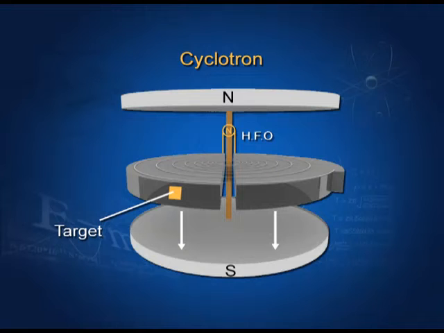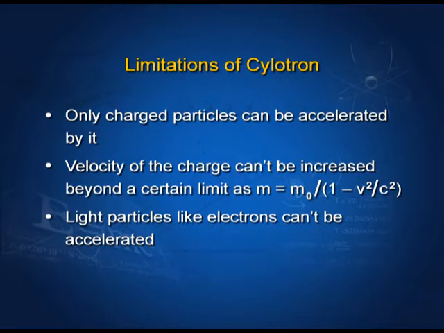As a result, the formula T equals πm upon Bq will not be constant. That means the charge will take longer time to come out in the gap. As a result, the synchronization of the motion of the charge and the frequency of the oscillator will not be there. Hence, there will be a situation when the charged particle, instead of increasing its velocity, the velocity will start decreasing. Next limitation, the light particles like electrons cannot be accelerated with the help of this cyclotron.